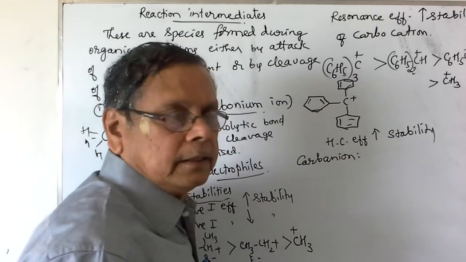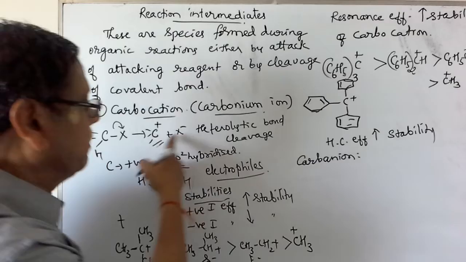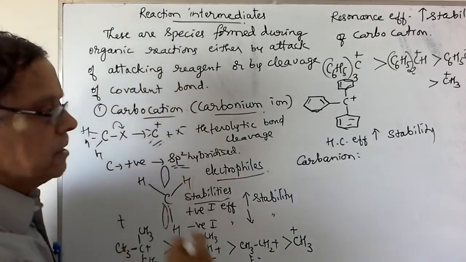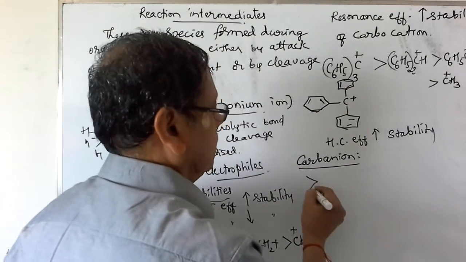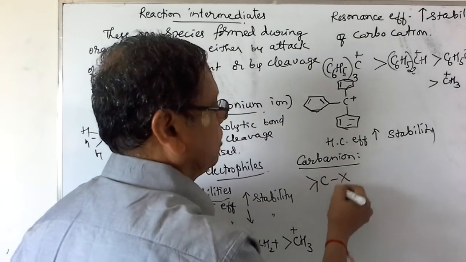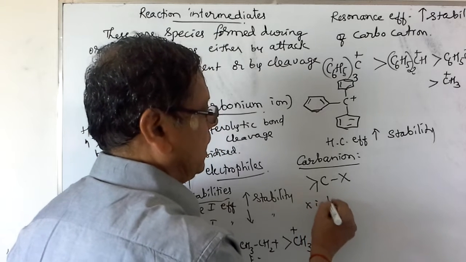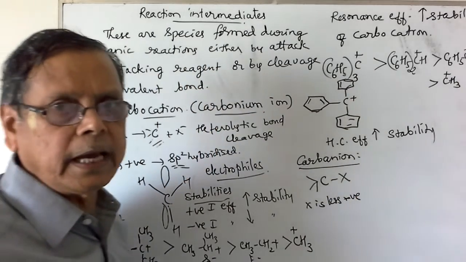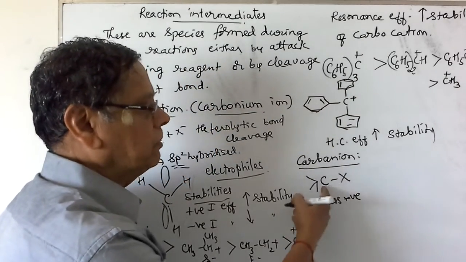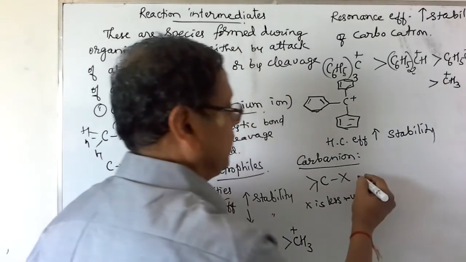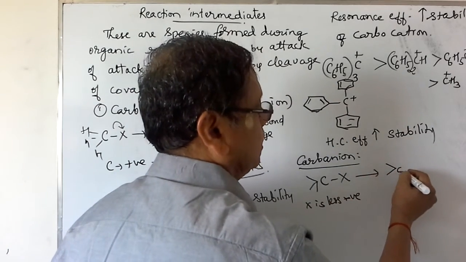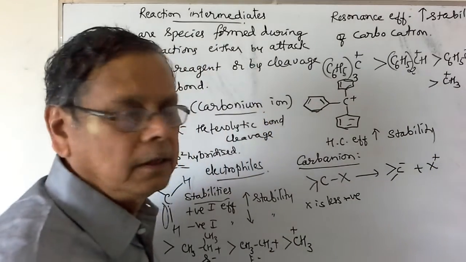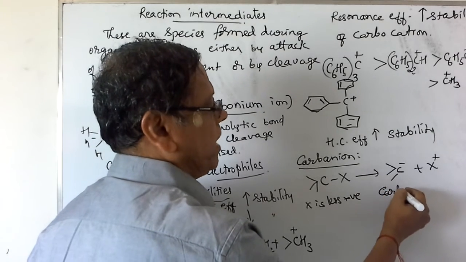Carbanion. This carbanion is again formed by heterolytic bond cleavage if a less electronegative group is attached to the carbon atom. Suppose you take this carbon atom containing a group X, where X is less electronegative. Don't think X is always a halogen. It may be any group which is less electronegative than the carbon atom. Then when it undergoes cleavage, it gives rise to an X group with positive charge and carbon with the negative charge. This is actually named the carbanion.